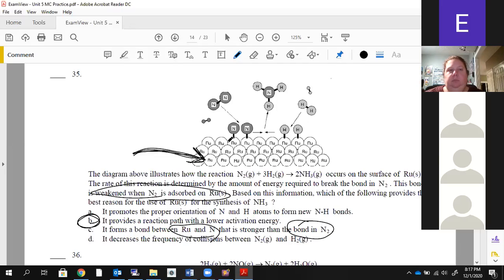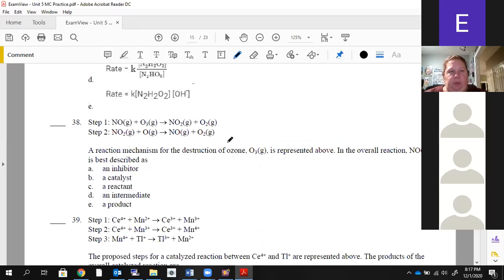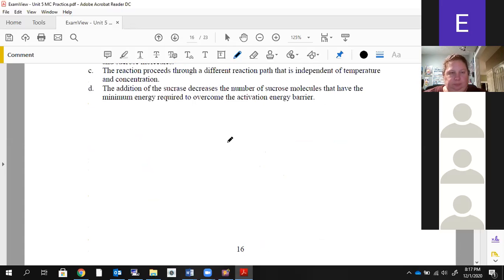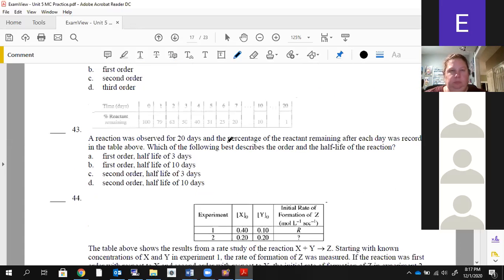Can we go to question 43 and 44? Ooh, double dip. Okay, 43 and 44. For 43, I was wondering how you would determine the order, or do we just assume for half-life it's just going to be first order? For half-life, assume it's first order.